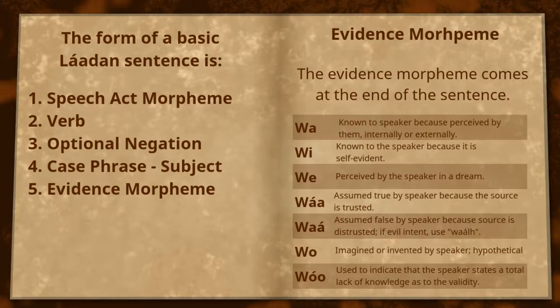We is perceived by the speaker in a dream. Wa is assumed true by the speaker because the source is trusted. Wa indicates that it is assumed false by the speaker because the source is distrusted. If evil intent, use waals. Wo means imagined or invented by the speaker, hypothetical. This would be used to tell a story. Wo would be used to indicate that the speaker states a total lack of knowledge as to the validity of the topic.